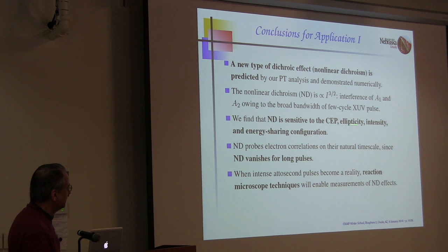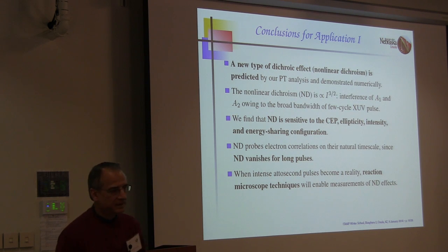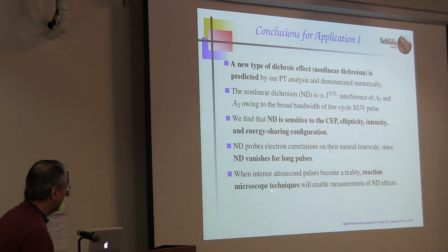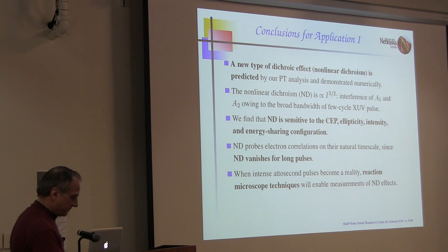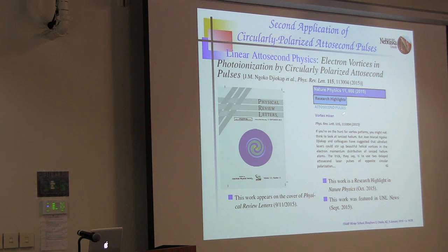It's very sensitive to the CEP, ellipticity, intensity, and energy sharing. And the key point is it probes electron correlations on their natural time scale, since this vanishes for long pulses. For long pulses, this goes away. And let's look now at the second example.